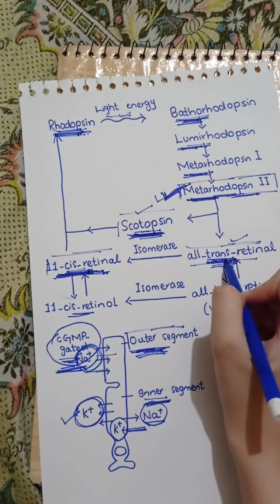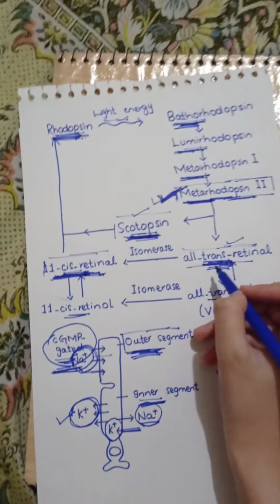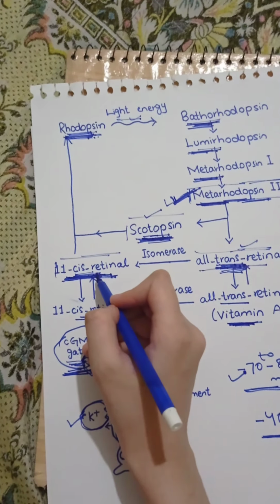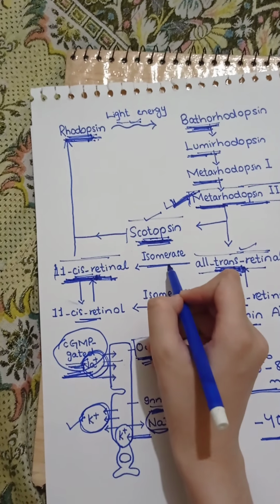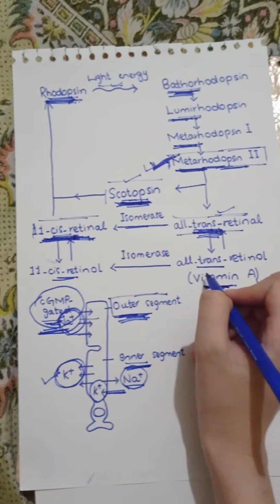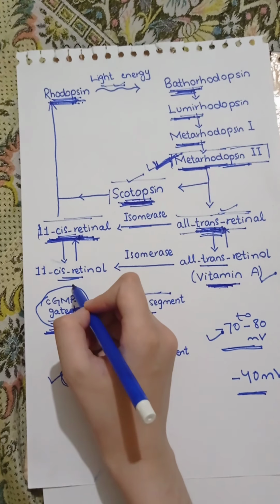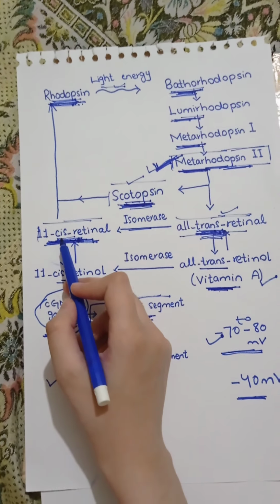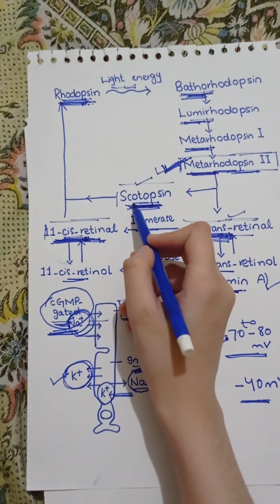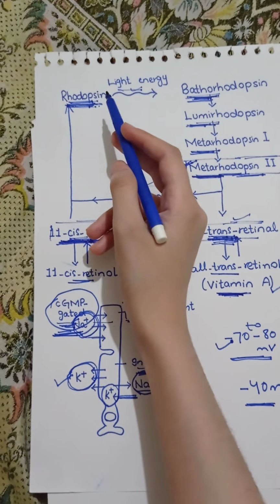Then all-trans retinal can be reconverted. All-trans retinal can be reconverted to 11 cis retinal by retinal isomerase. Or there is another pathway through which all-trans retinal, which is a form of vitamin A, can be converted to 11 cis retinol, which can then be converted into 11 cis retinal. 11 cis retinal then combines with scotopsin to reform rhodopsin.